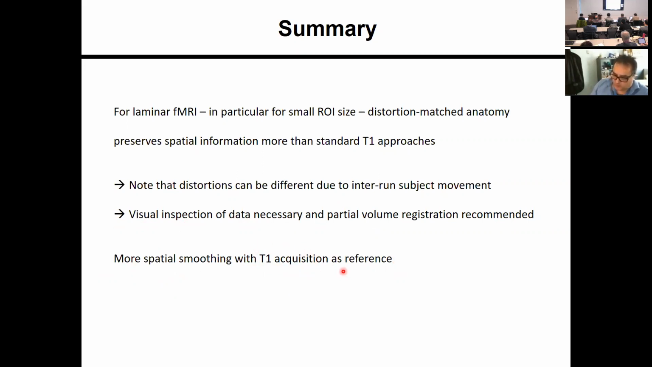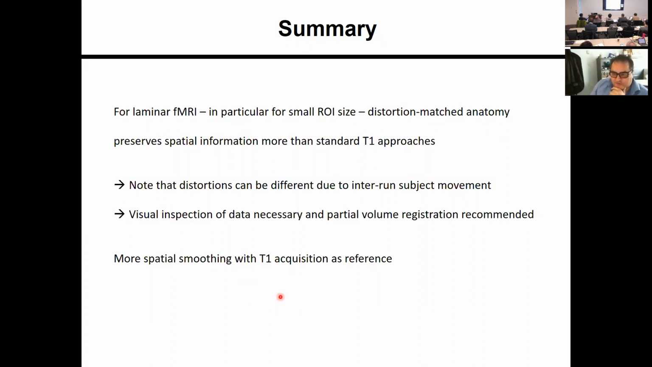The reason is, one is the misregistration, and the second is the distortion correction is a smoothing operator by itself, which means if you do distortion correction of the function and then register to anatomy, this also is a smoothing operation. I would recommend to leave the functional space as intact as possible. It means apply inverse distortion correction on the anatomy to get into the functional space.